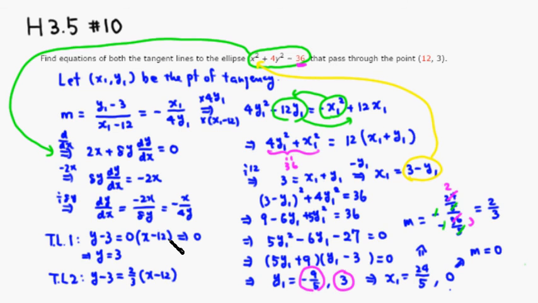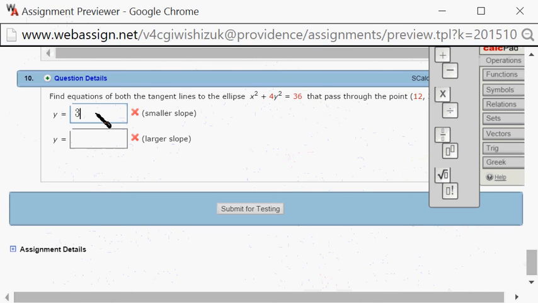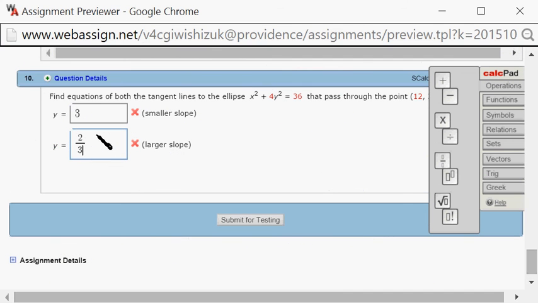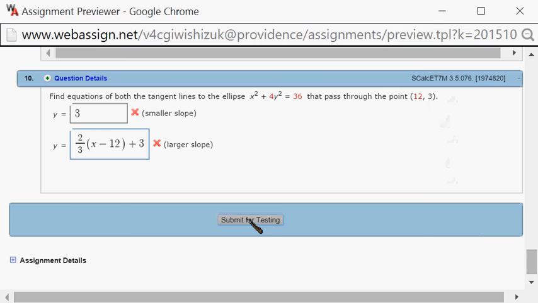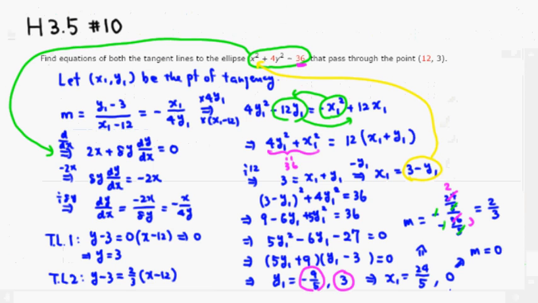So let's type it in. The first one is y equals 3, and the second one is 2/3 times (x minus 12) plus 3. Let's submit for testing. It came back and looks like we got these correctly. That's it. I hope that this was clear.